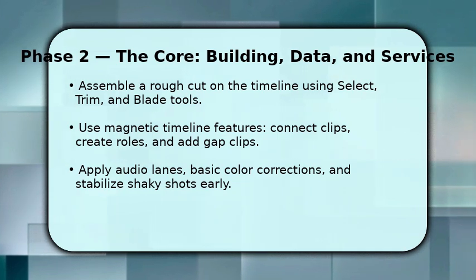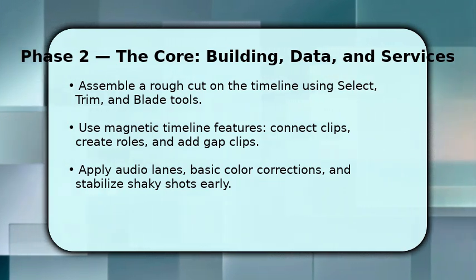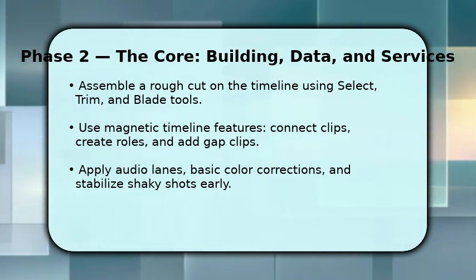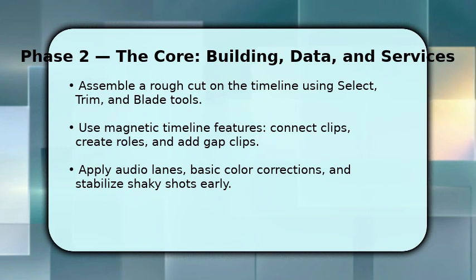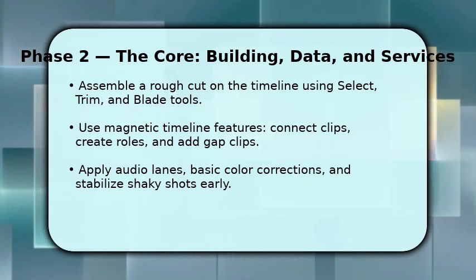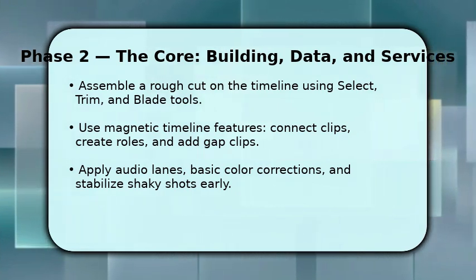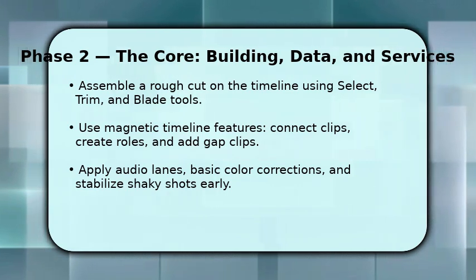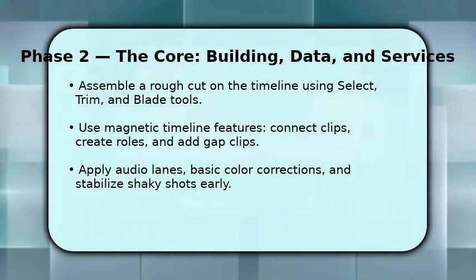Once you have structure, use the magnetic timeline to connect B-roll and sound effects, assign roles for dialogue/music, and insert gap clips where needed. Make basic audio adjustments and apply primary color correction to balance footage. Stabilizing shaky shots early saves time. As you refine, mark favorite takes and create compound clips when grouping multi-clip sequences.